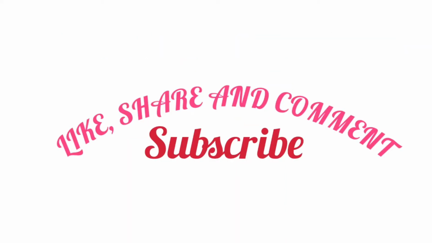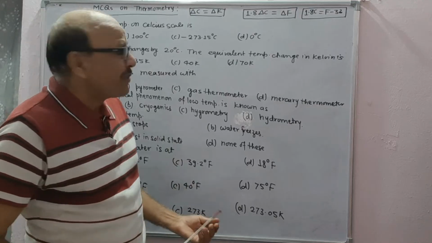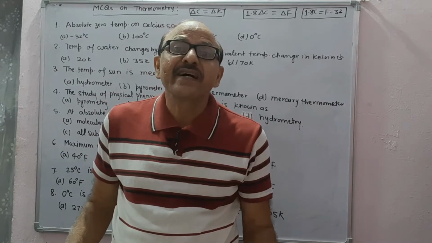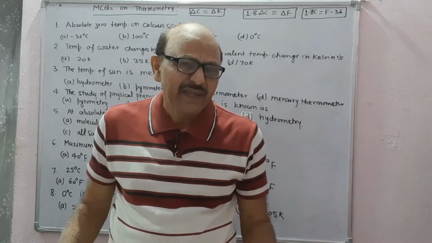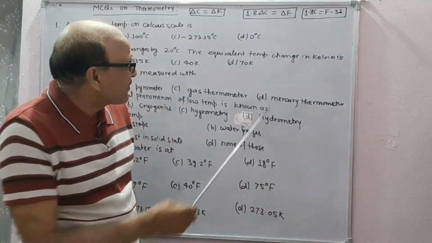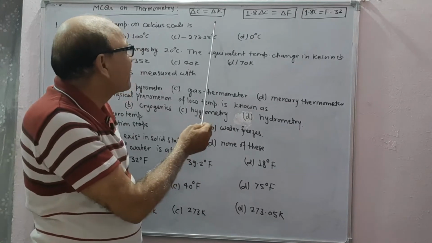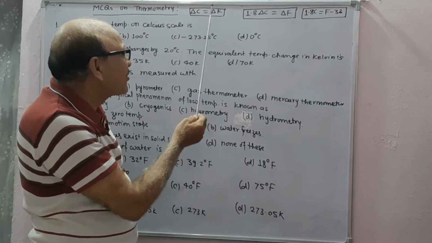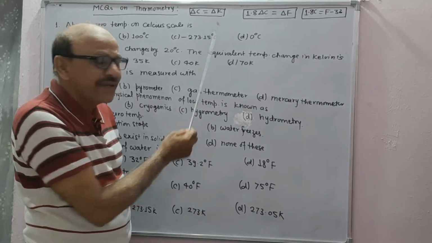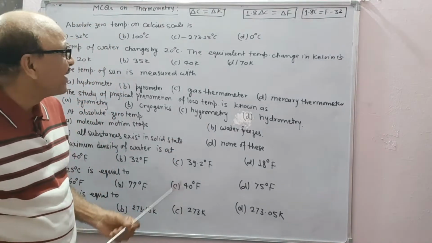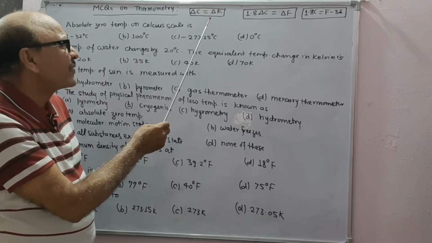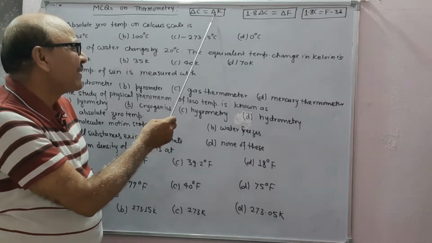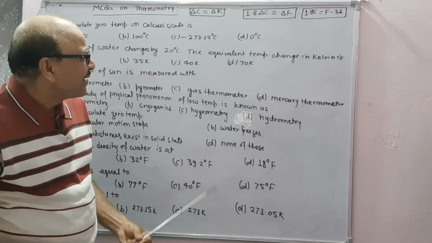Hello, dear students. Today we take the multi-choice questions based on thermometry. Some helpful tips are: delta C is equal to delta K. That is, temperature difference in Celsius scale is equivalent to temperature difference in Kelvin scale.